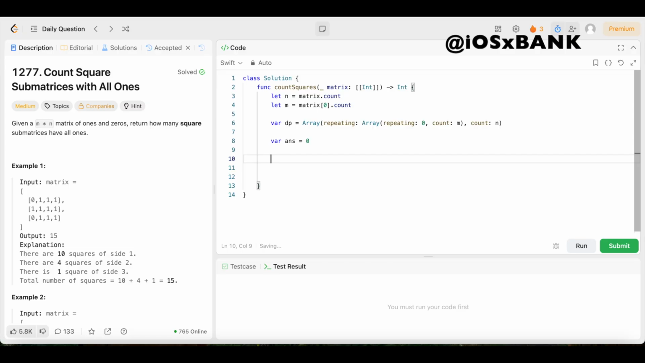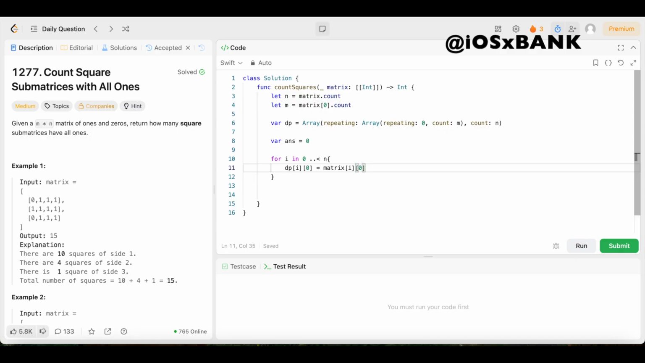Now we're going to initialize the first column by saying for i in 0..<n. We're going to open up the brackets, and we're going to say dp[i][0] equals matrix[i][0]. Boom.